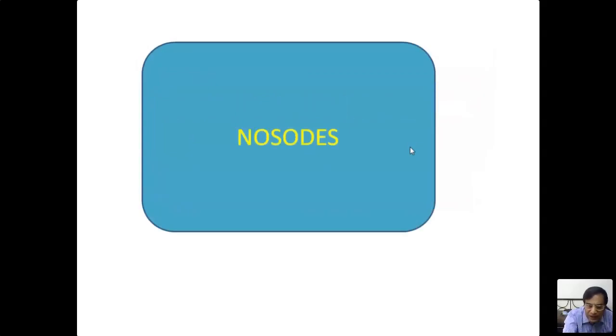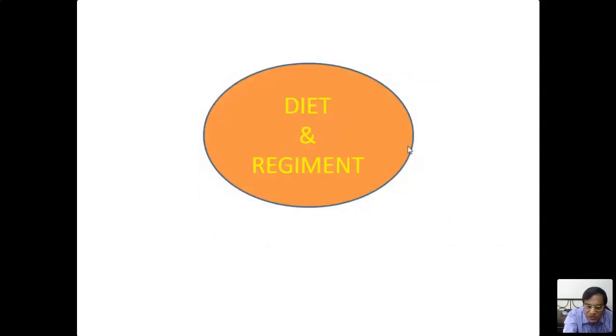Nosodes I have told earlier. The nosodes I have already discussed, as well as diet and regimen, which is a very important factor for us. What are the diet and regimens? For the genus epidemicus, mark the diagnosis; please read it out. When it corresponds to the genus epidemicus, like every other immunity, it is effective as a prophylactic. When there is a prophylactic, obviously it is raising immunity.